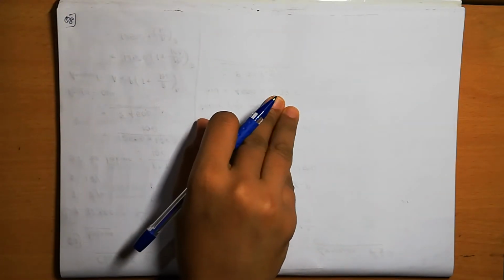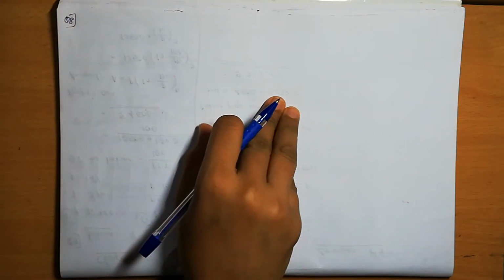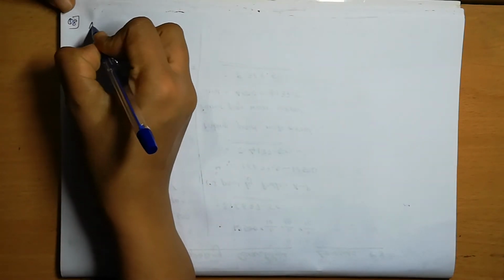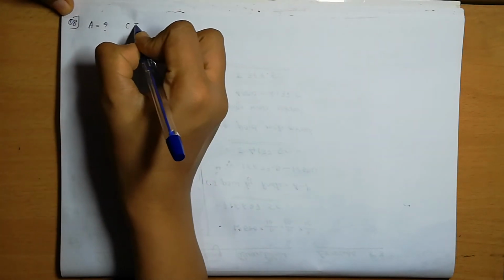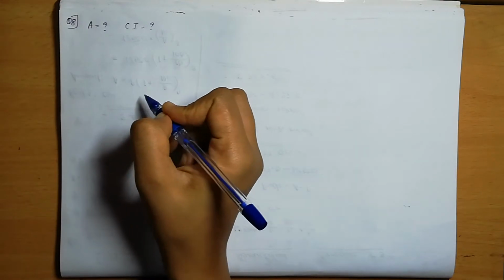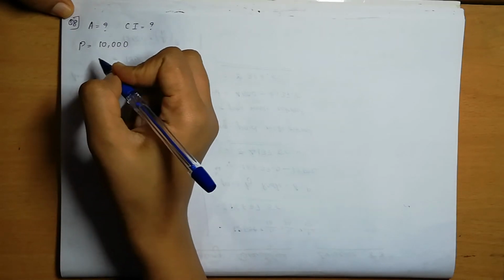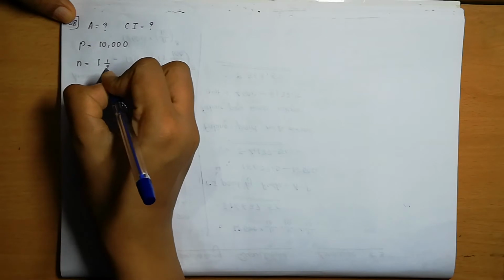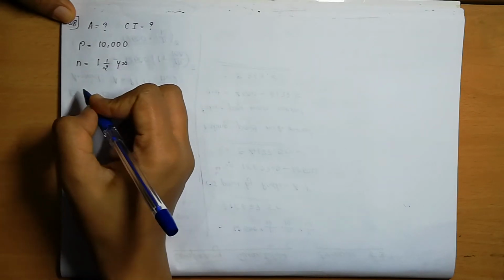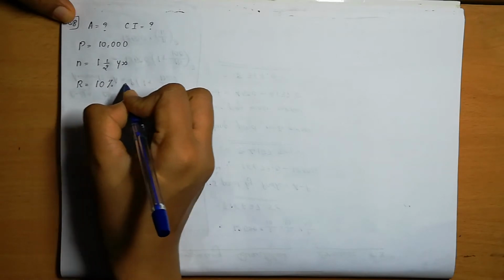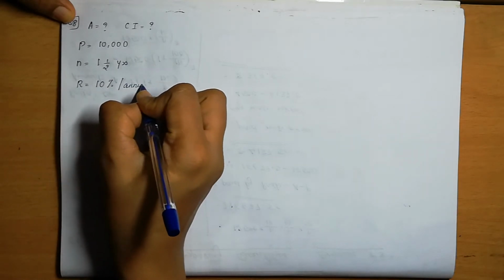Question number 8. Find the amount and the compound interest. So what we need to find? We need to find amount and compound interest on rupees 10,000. So principal is rupees 10,000 for 1.5 years. So N is 1.5 years at a 10% per annum. Rate is 10% per annum.